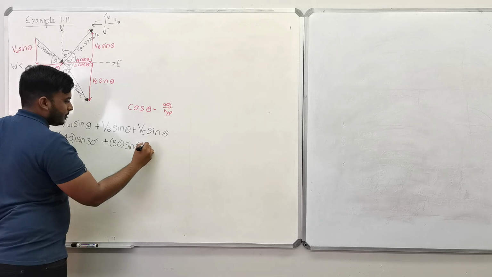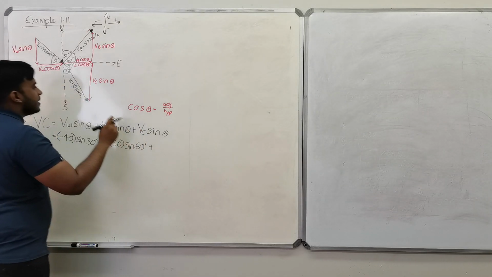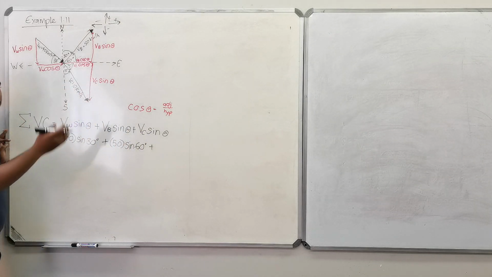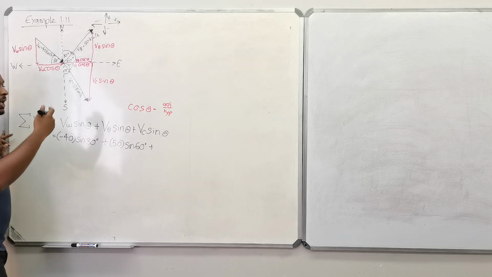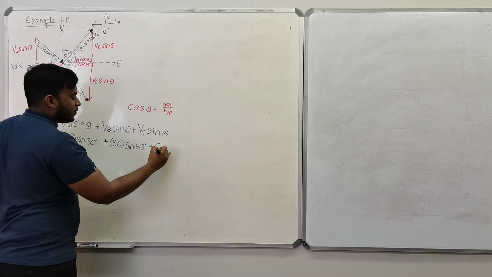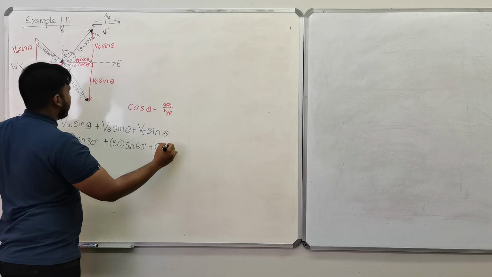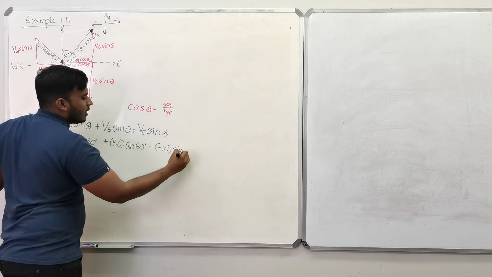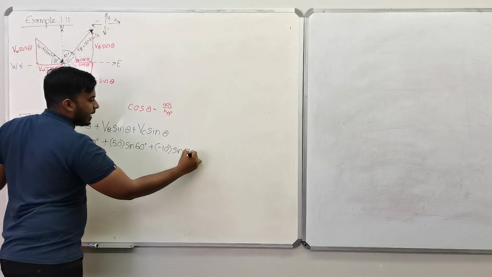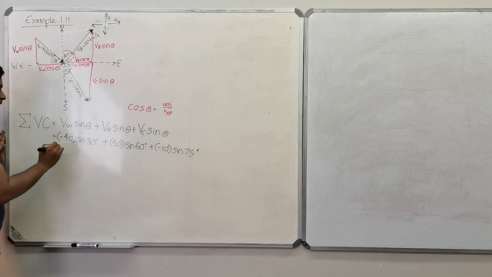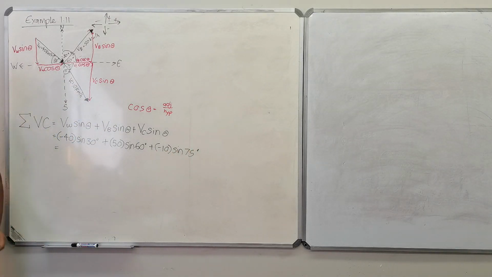Plus the current, its vertical component is moving in what direction? Down. So it will be a negative value. So this value would be minus 10 sine 75 degrees. You put that whole thing in your calculator. You see, the more you do it, the more you'll be able to just look at the line and know how it will break up into its components.